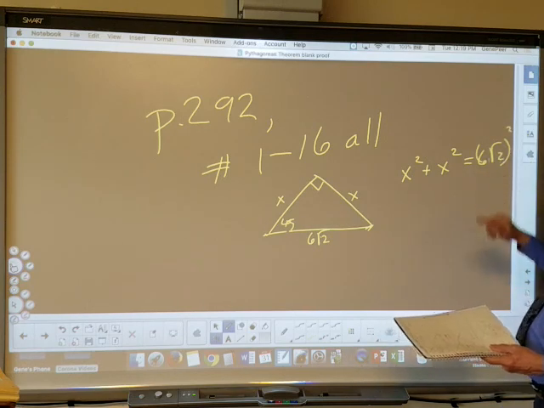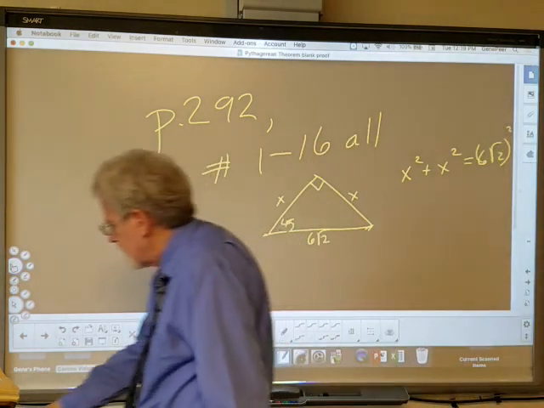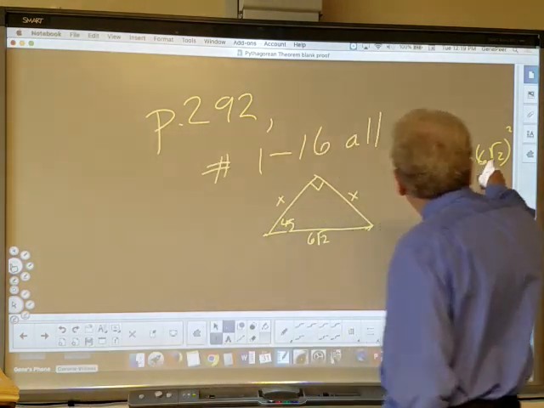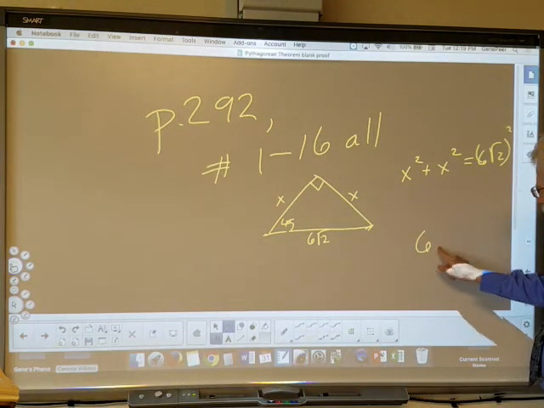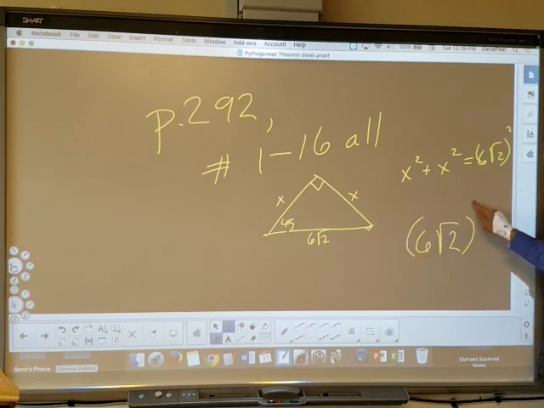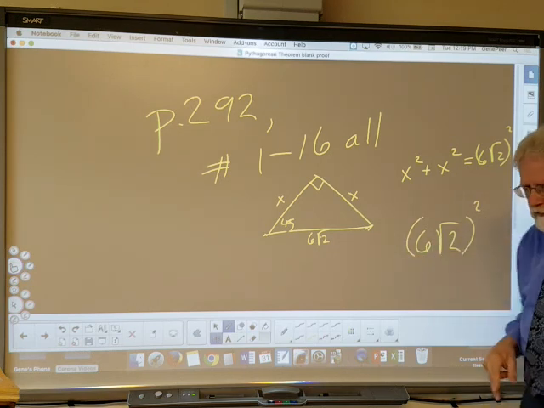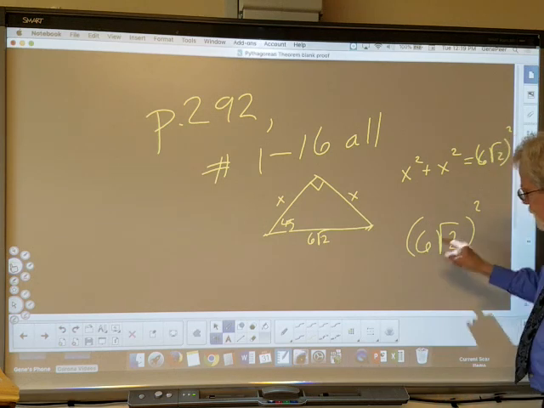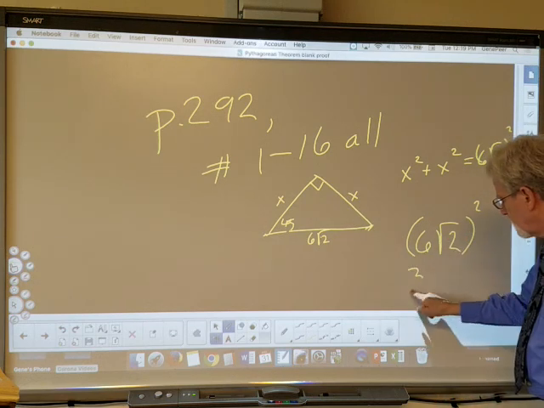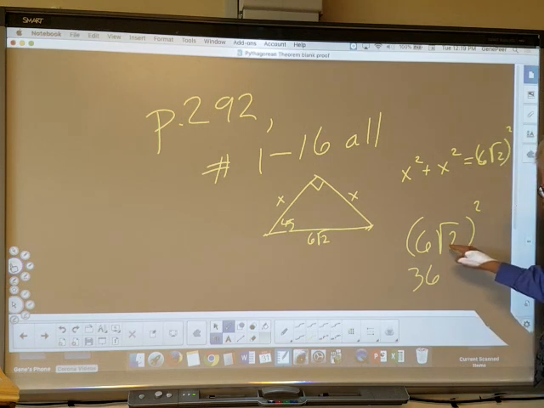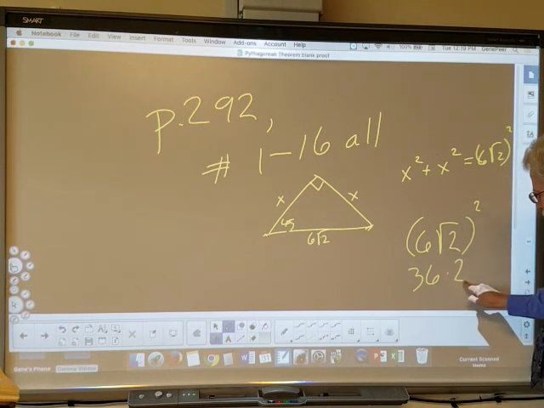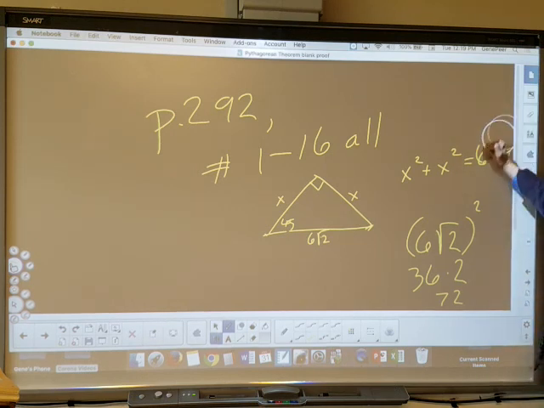Hey, how in the world do you square 6 square root of 2? We haven't discussed that. Let's take a look at how to square 6 square root of 2. 6 square root of 2 squared. Well, not hard, because all you have to do is square both parts. It's 6 square root of 2 times 6 square root of 2. So 6 times 6 is 36. Square root of 2 times square root of 2 is 2. We get 72. So this becomes 72.